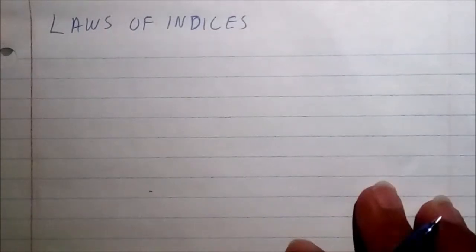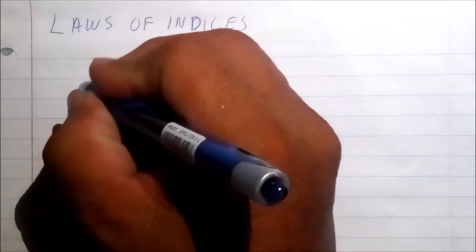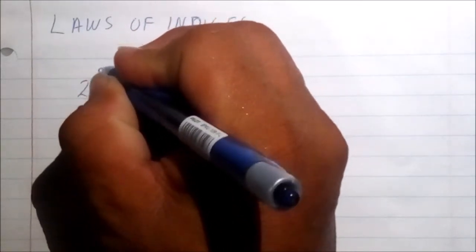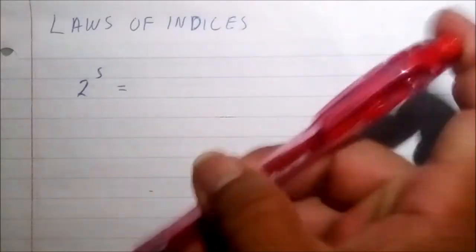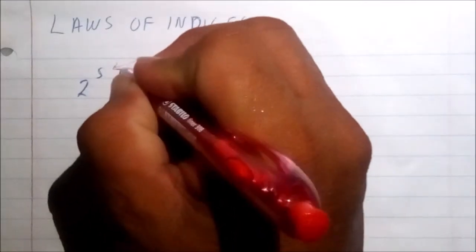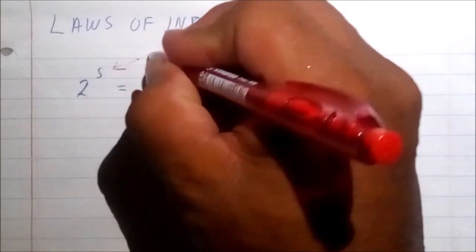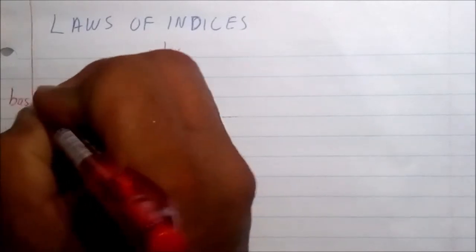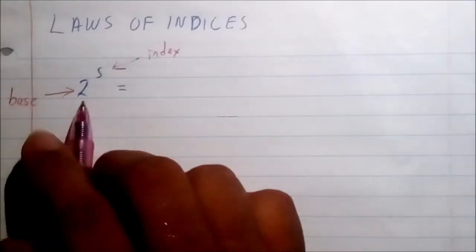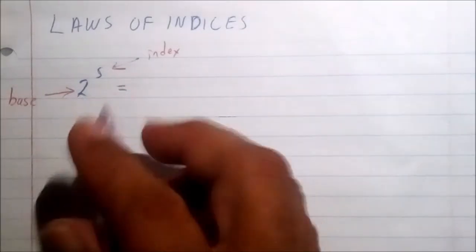Okay, now let's start by using an example: 2 to the power of 5. First of all we need to know what is what. This 5 here is the index. This 2 here is the base. So 2 is the base and 5 is the index.